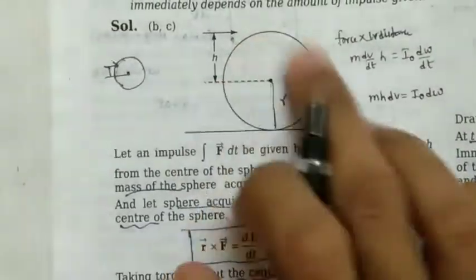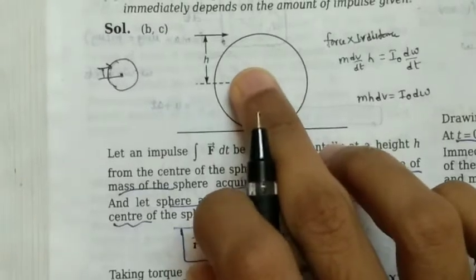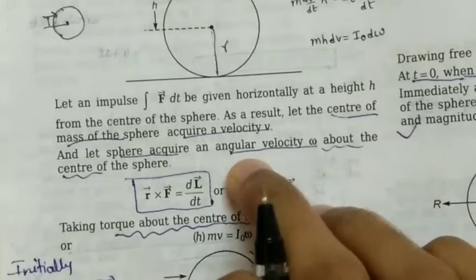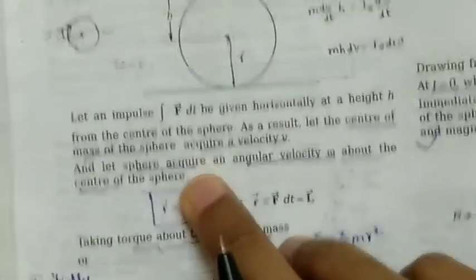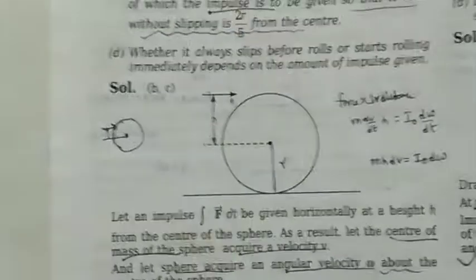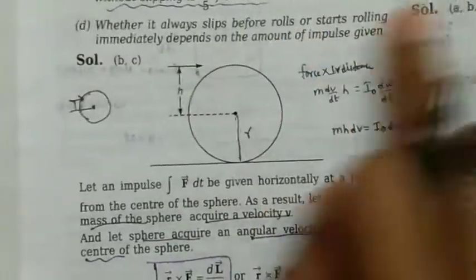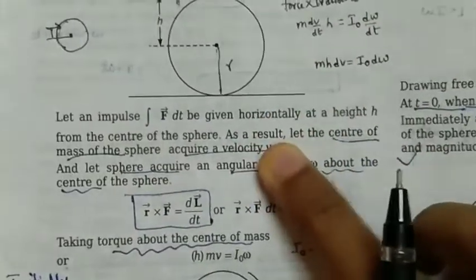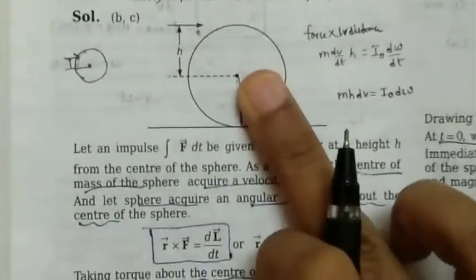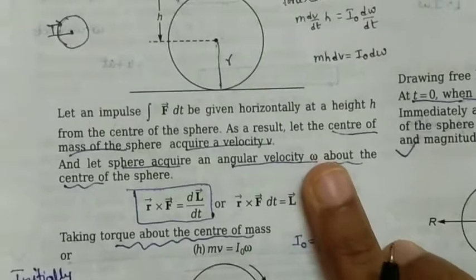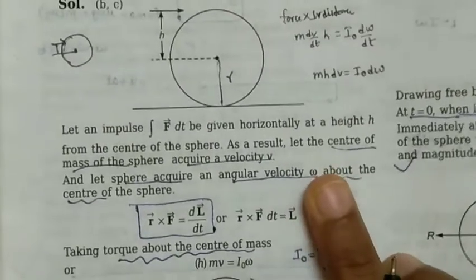So it is disturbed from its rest position because of the application of force. And let the sphere acquire an angular velocity omega about the center of the sphere. So what they are saying is that it acquires translational velocity because of the motion of the sphere in this direction. That is nothing but translational motion, and that velocity v is decided by the center of mass. And also the rolling velocity, the speed with which the sphere is rolling, that is angular velocity. It rolls with a speed of omega, so this many angles per second.